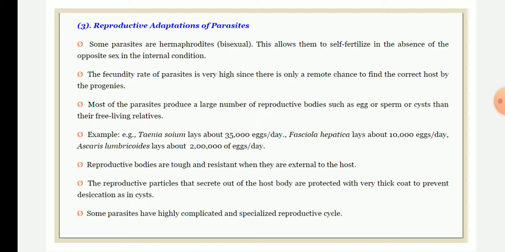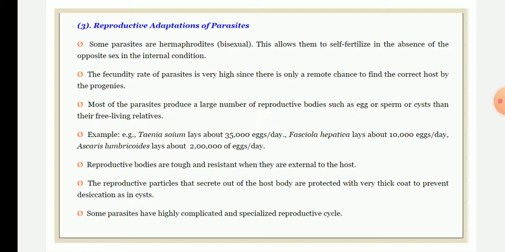The next is the development of the cyst wall. The eggs or larvae of the parasite are provided with a resistant wall which protects them from the action of digestive juices of the host.